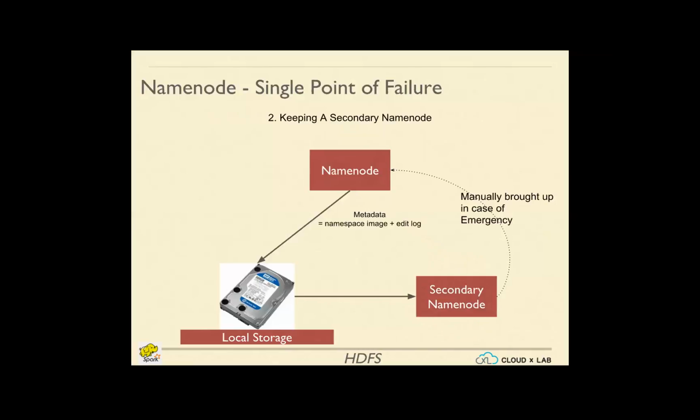And then the idea of a secondary name node came into play. And secondary name node, again, is very similar to this model, where we have a copy of the metadata in the secondary name node as well. And this secondary name node has to be brought up manually on failure of the main name node. It never used to come back automatically. This was in the case of Hadoop 1.0.